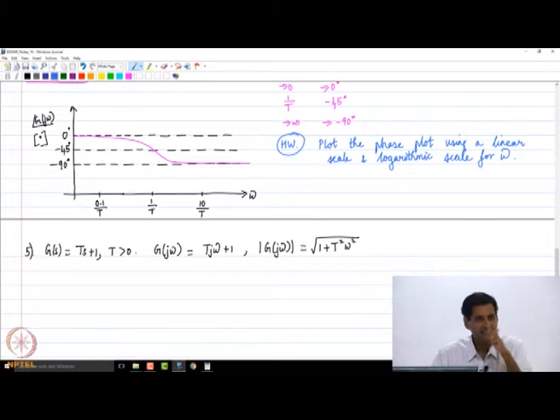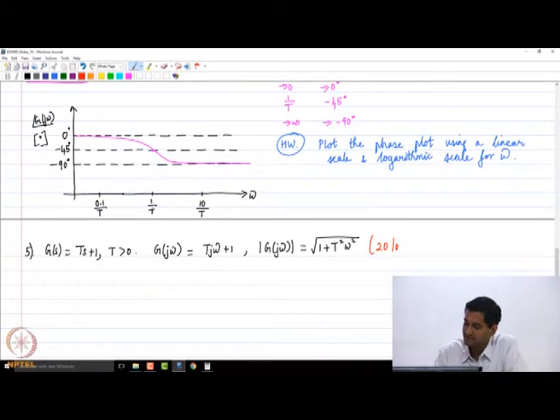Okay, great, fine, please do. You assume some values for capital T. So, let us come back to the reciprocal. If G of s is Ts plus 1, G of j omega is T j omega plus 1, and the magnitude is going to be the square root of 1 plus T squared omega squared.